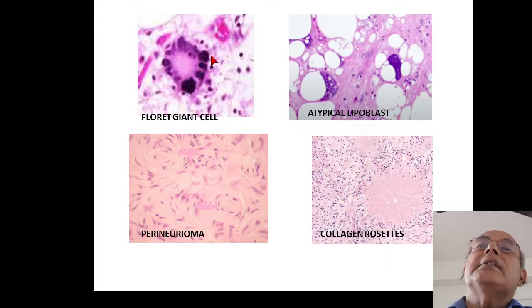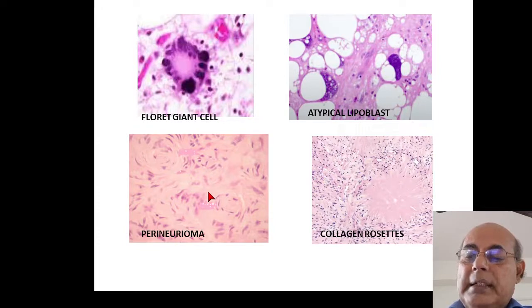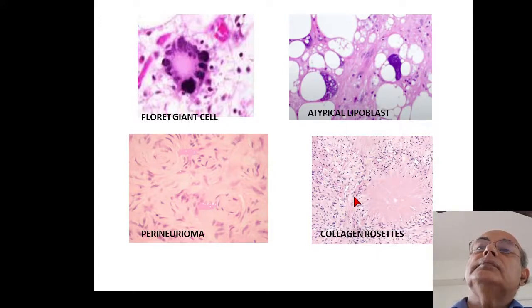This is florid giant cells. Hyperchromatic nuclei, wreath-like arrangement, pink cytoplasm. This is atypical lipoblast in cases of liposarcoma. Well-defined vacuoles, nuclear indentation and hyperchromatic nuclei. This is perineurioma. Wavy tapering nuclei, long cytoplasmic processes. This is collagen rosettes, found in cases of fibromyxoid sarcoma.